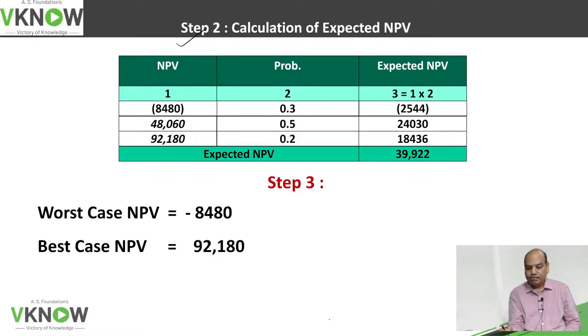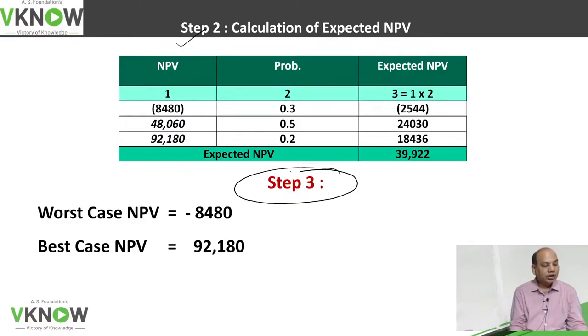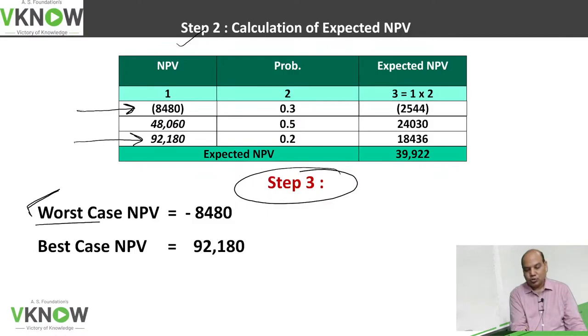Now write down step 3. In step 3, the question says, what is the best case NPV and what is the worst case NPV? So the smallest NPV is the worst one and the highest NPV is the best one. If your luck is bad, then you will get the first combination, and your NPV can be negative 8480. And if your luck is good, best case NPV you will get, and your NPV can be 92180. This is my second answer. First and second answers were very easy.